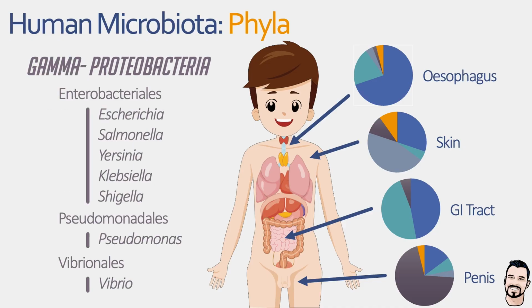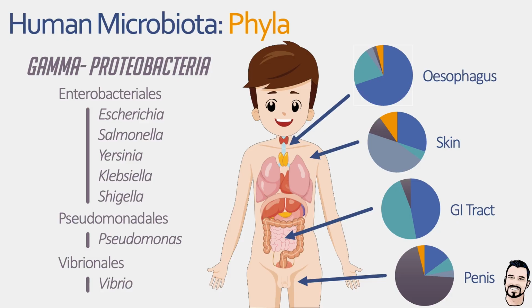Next, we have the gamma proteobacteria, another major subgroup that includes several orders with both commensal and pathogenic species. Now, one of the most well known is the Enterobacteriales, which includes genera such as Escherichia and Klebsiella. Some of these, like Escherichia coli, are important members of the gut microbiota, aiding in nutrient metabolism and vitamin production. However, certain strains can become pathogenic, causing infections in the gut or urinary tract.